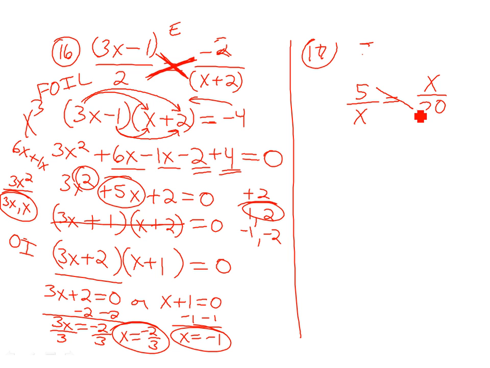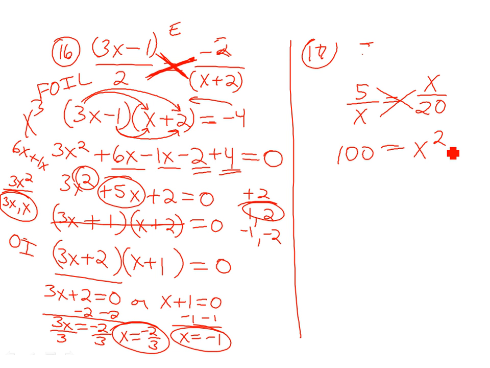Here we cross multiply. What's 5 times 20? 100. What's x times x? X squared. Remember, it's x squared, right? Now watch this one, because you could factor this one. We could move the 100 over here, and I'm going to do that here in a minute just to show you, because that's a special pattern that you should have learned in algebra.